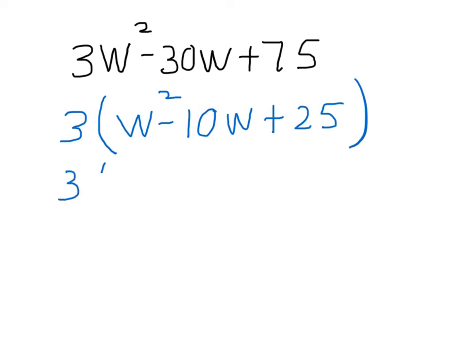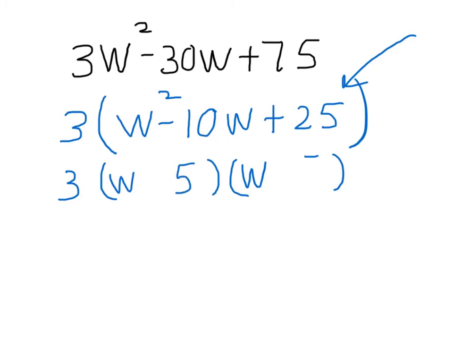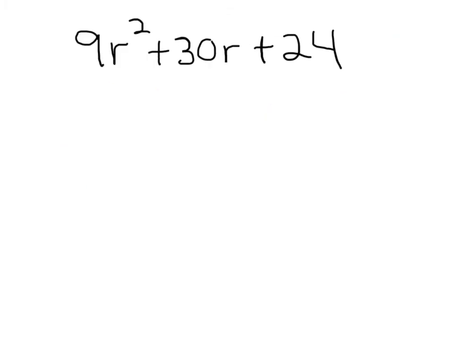Now we're going to do a backward FOIL, where we have a w and a w in the front part. That's going to create that w squared. Now we're looking at two numbers that can multiply together to get 25, but add to get a negative 10. You're probably already seeing a 5 and a 5, but if I leave them positive, that's not going to get that negative 10. So they both have to be negative to create that middle term of negative 10w. You guys are doing great so far. All right, look at the next one.